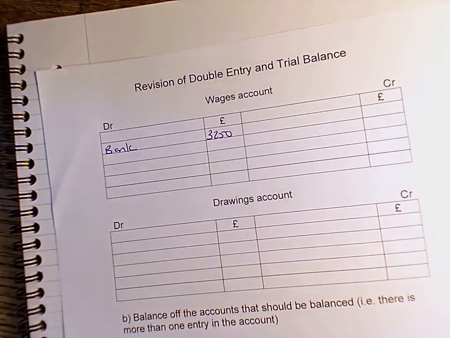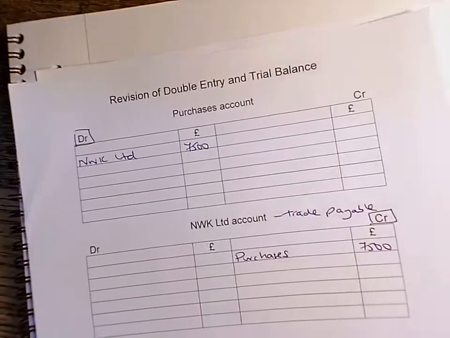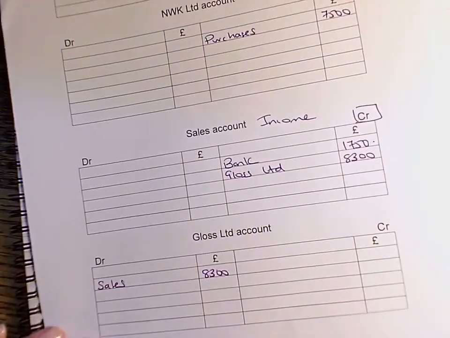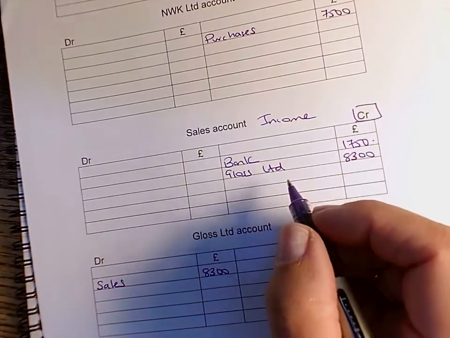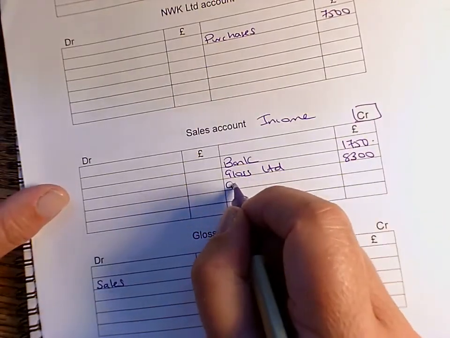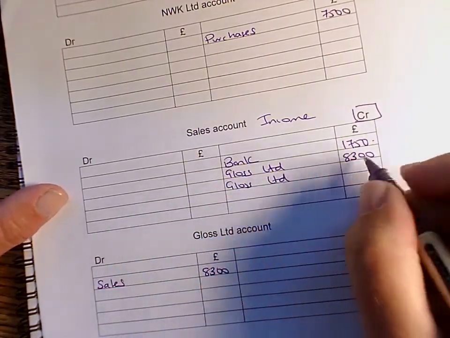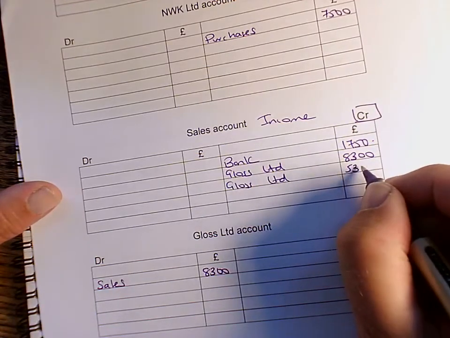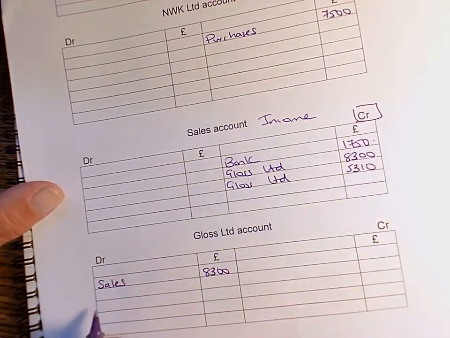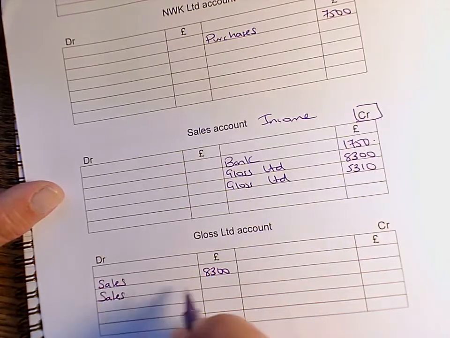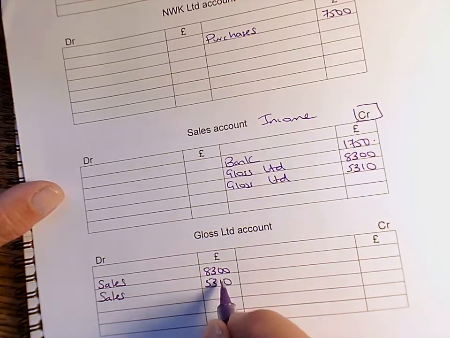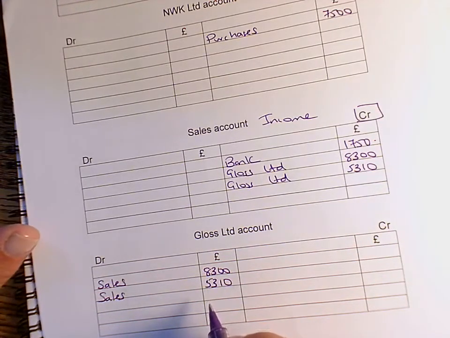Okay, further sales have been made to Gloss Limited, so we need the 2nd page for this one. We've got some double entry going on between the sales account and Gloss Limited. So transaction number 8, he's sold £5,310 worth to Gloss Limited. So we need to debit Gloss Limited's account because they haven't paid for those goods yet.